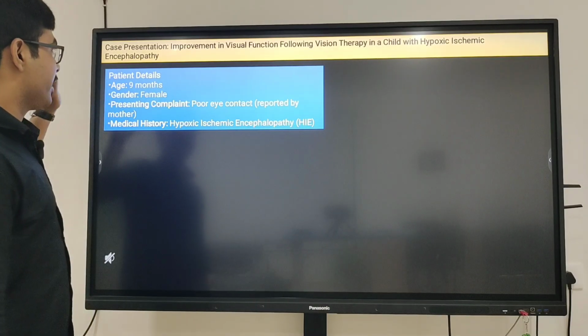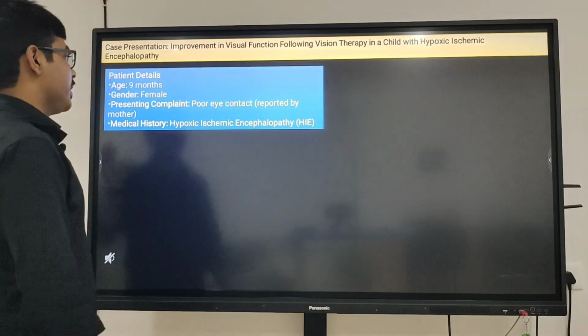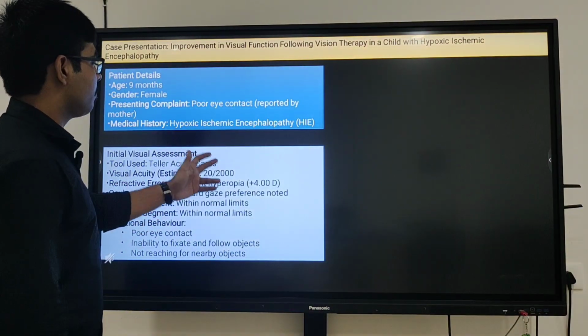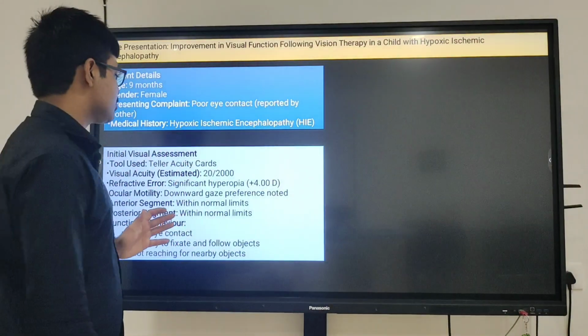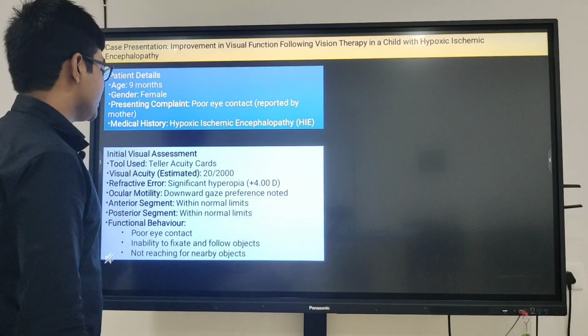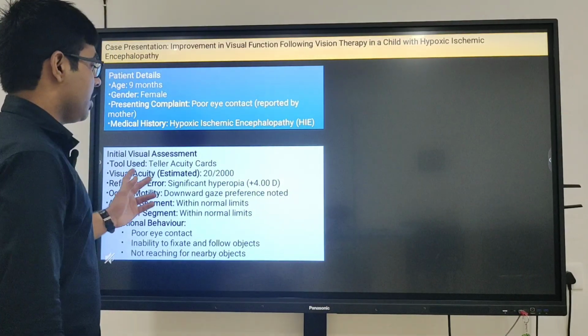Next, I'm just giving a brief description of hypoxic ischemic encephalopathy changes. The patient came to us at 9 months of age, with poor eye contact reported by the mother. We did the visual acuity check, and visual acuity was 20/2000, which is very low for the age. The child had +4 hyperopia and presented to us with a down gaze.